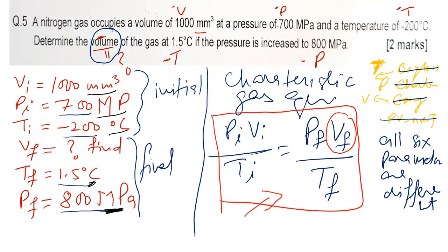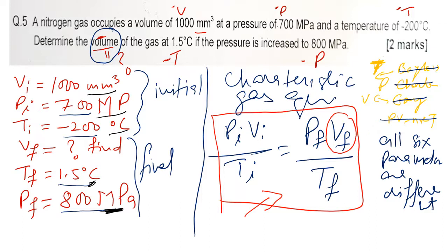the volume you have to find. The meaning is here all 6 parameters are different. There is no same parameter. If you see, these are the initial parameters, and these are the final parameters. So all 6 parameters are different. So here you cannot use this rule. You cannot use Boyle's law, Charles's law, or Gay-Lussac's law, and the ideal gas equation also you cannot use.